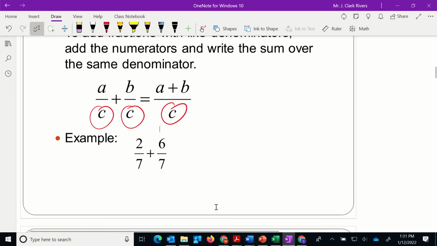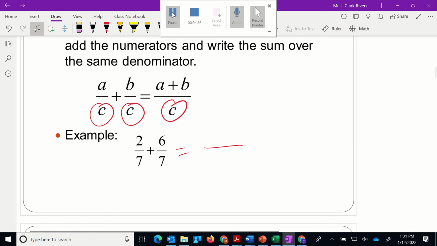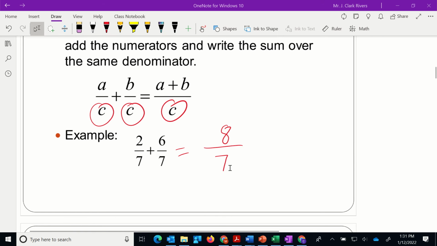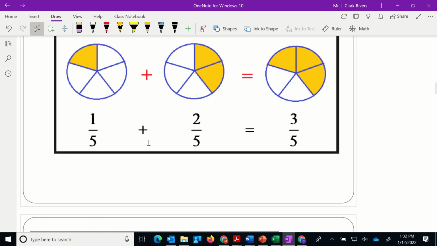Here's an example with numbers. 2 sevenths plus 6 sevenths. Take a moment to add those two fractions. So as we add this, we keep our denominator of 7. We add 2 plus 6 and we get 8. 8 sevenths. Or you might say 1 and 1 seventh, right? You don't have to write a mixed number, but it's good to know how to do it. I'll take either of these as the correct answer. Questions on this?